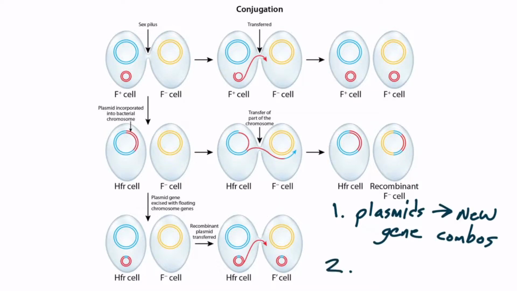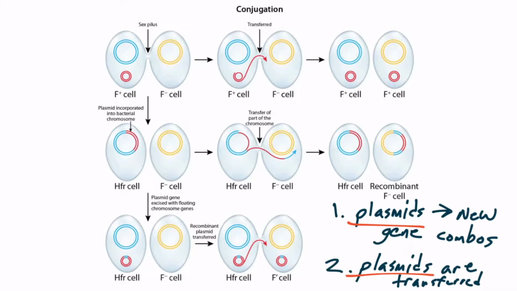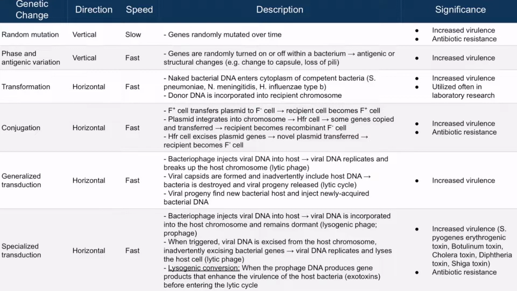Second, plasmids and novel gene combinations can be transferred horizontally to new bacteria. So when you're done with this lecture and you're trying to remember conjugation, just think to yourself, plasmids. Conjugation, plasmids. So now let's come back to the table, and let me ask you this.